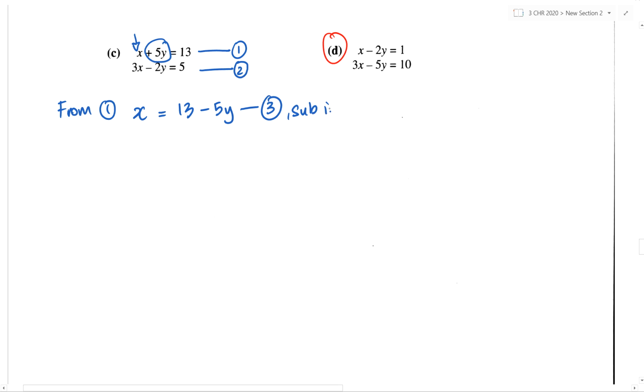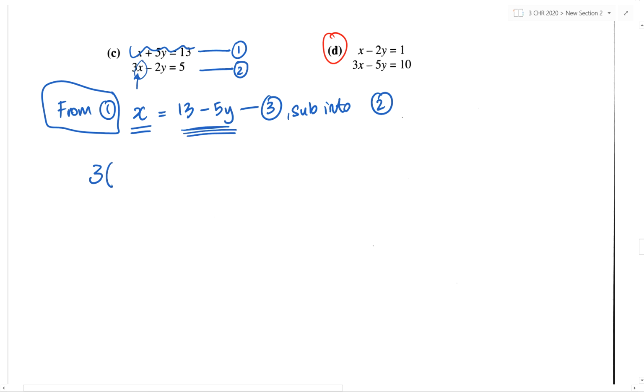Sub into equation number 2. So we have already made x the subject. This is from equation number 1. So we have already used it. Then now, whatever we have, we're going to put it inside equation number 2. Do the substitution, we see a 3. And instead of writing down x, we're going to write 13 minus 5y because this is the substitution. 13 minus 5y. We just copy down everything else. Minus 2y equals to 5.